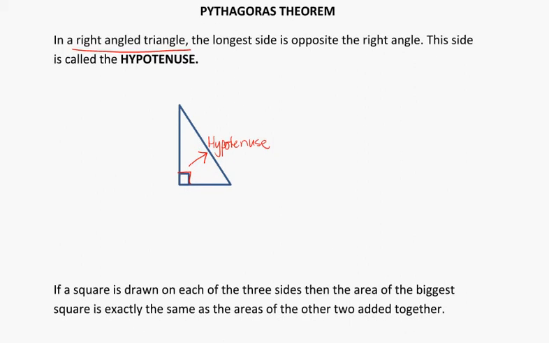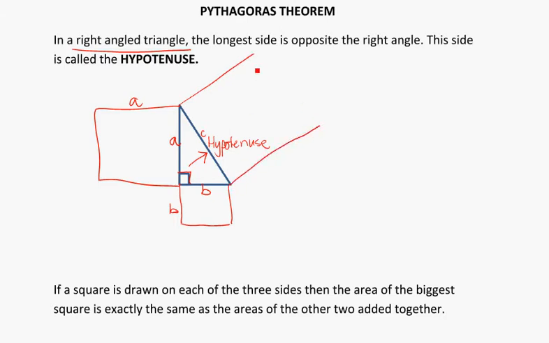What he did was he drew a square on each side. If this side was of length A, he drew a square on it of side length A. On this other side, of length B, he drew another square of side length B. And on the hypotenuse, which we'll call C, he drew another square of side length C.